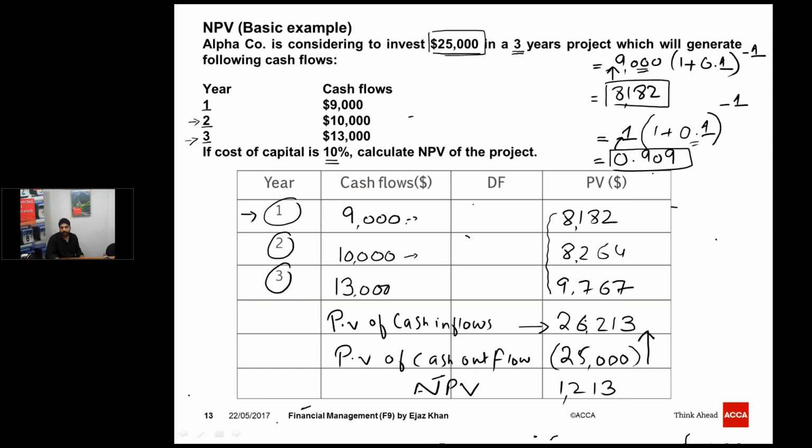Now, if I give you this figure, that the present value of $1 after year one will be $0.909, and ask you to calculate the value of $9,000, all you have to do is to multiply it with this 0.909 and you'll get approximately the same answer, 8182. Because I've given you the $1 present value and asked you to calculate the present value of $9,000, all you have to do is to multiply it with $9,000.